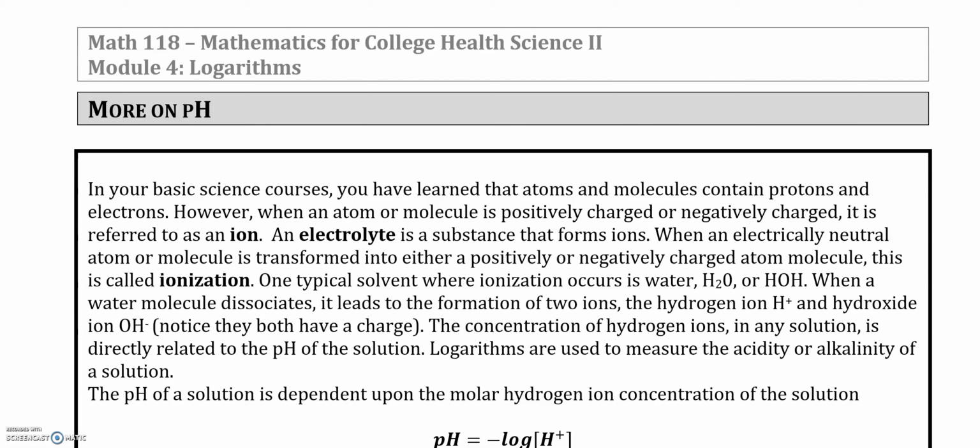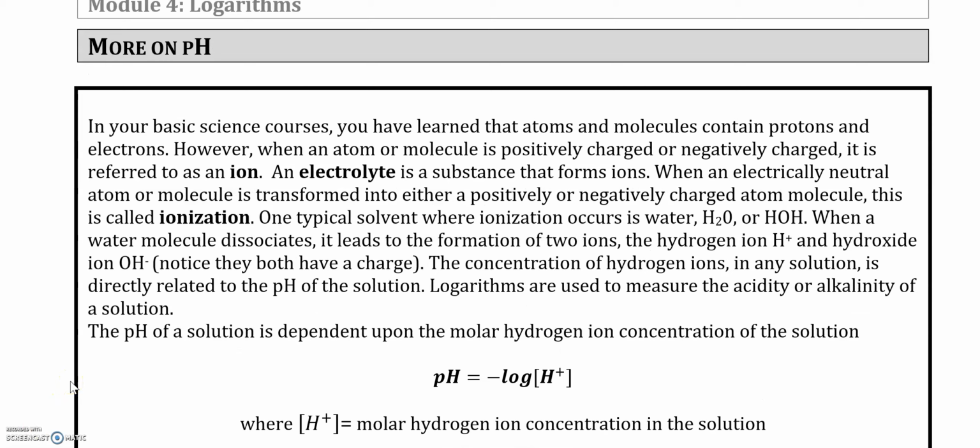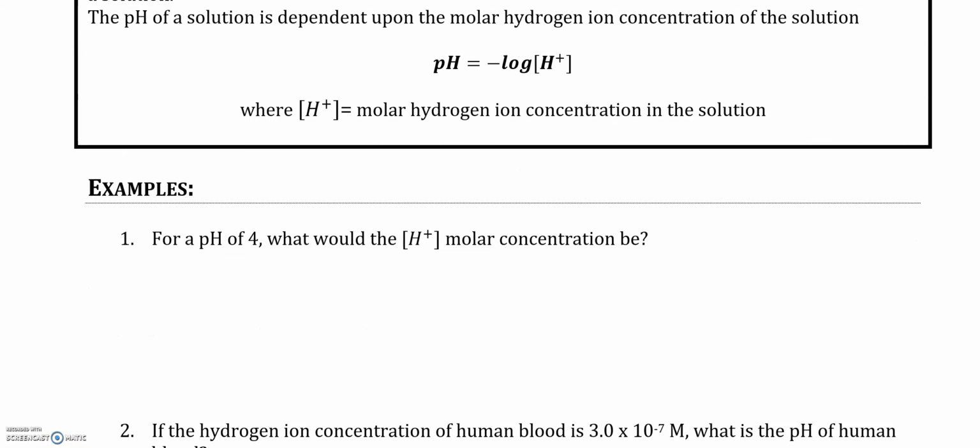The pH of the solution is dependent upon the molar hydrogen ion concentration of the solution, and the relationship between these two is that the pH is equal to the negative log of H+, where H+ is the molar hydrogen ion concentration in the solution. In the following application problems, we'll use this formula to answer various questions about pH and H+.